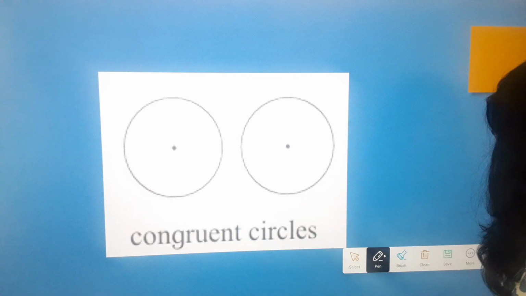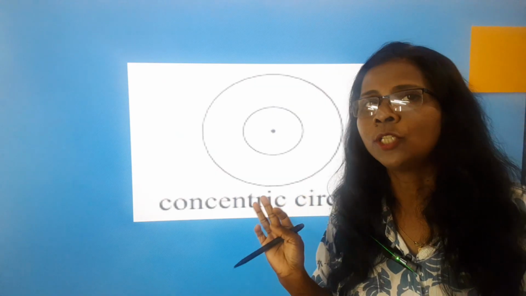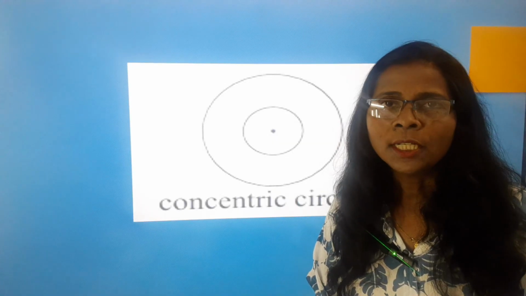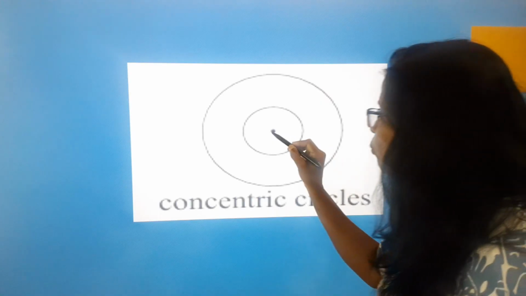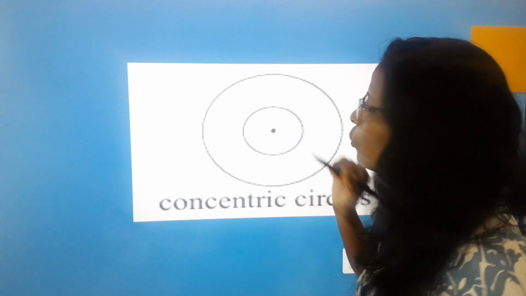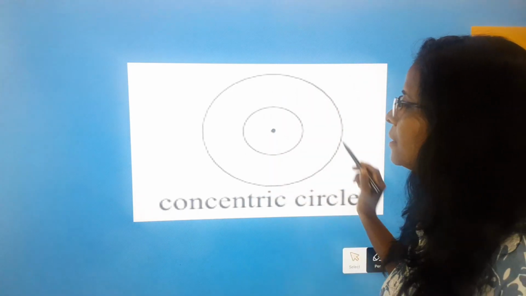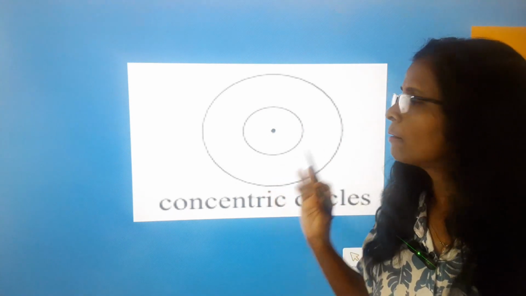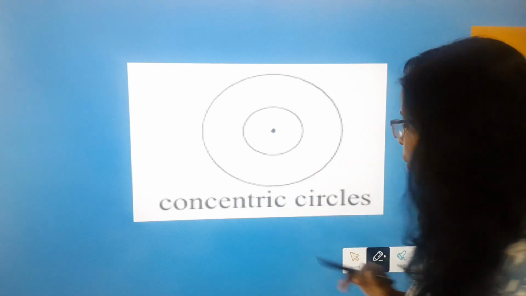Now here also we can draw a different type of circle, in such a way, and such circles are known as the concentric circles. Why students are these circles called concentric circles? Because these circles have only one center. This smaller circle has this center, and this bigger circle has the same center. So such a type of circles are known as concentric circles students.